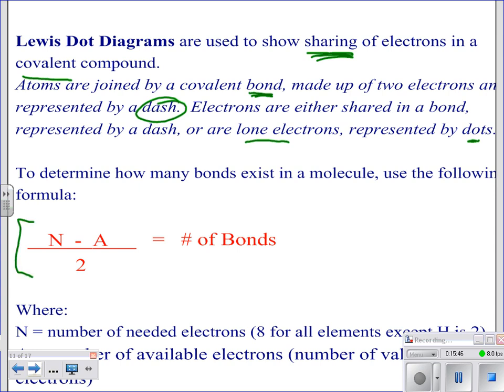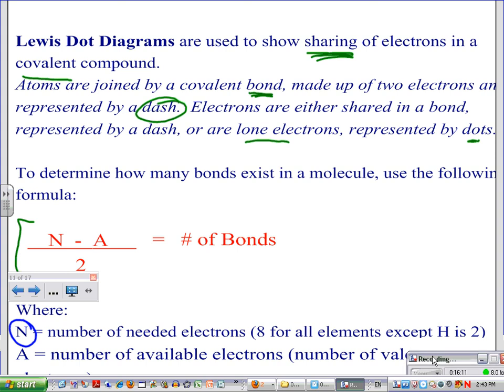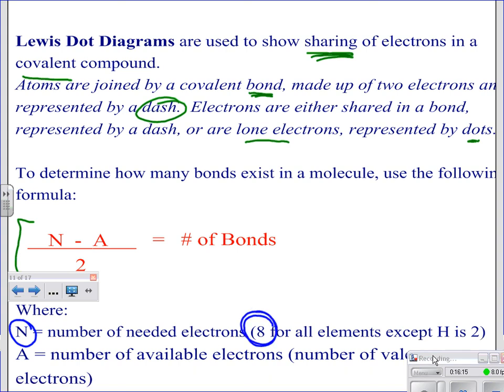Okay, here is our formula that we're going to use. We just need to know what this information stands for. So the first one, N, this is how many electrons are needed. Every single element out there needs 8, except which one? Hydrogen. And there is a little bit more to the story than what we'll learn about that tomorrow, but right now we're saying that they all need 8, except hydrogen just needs 2.